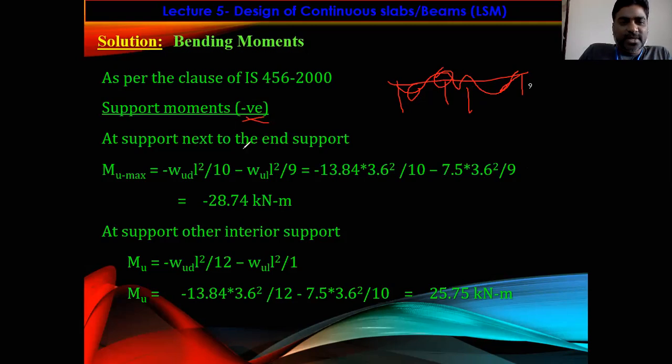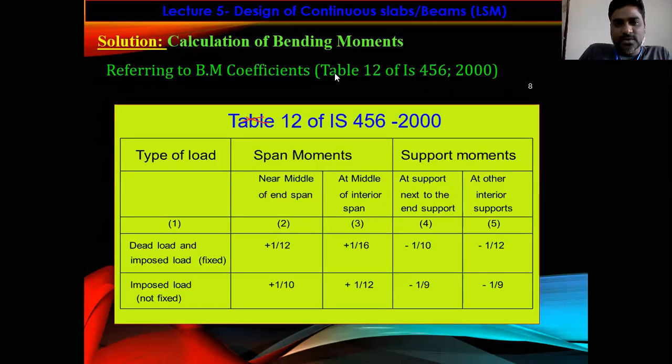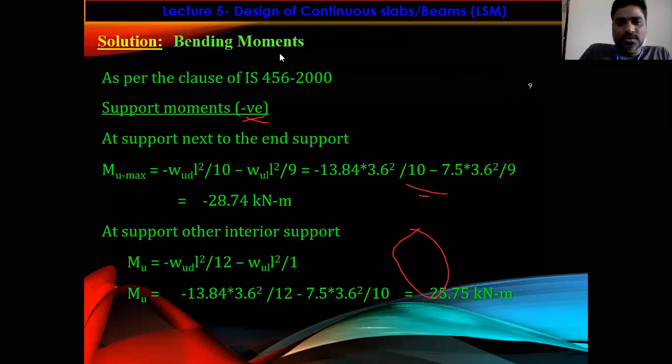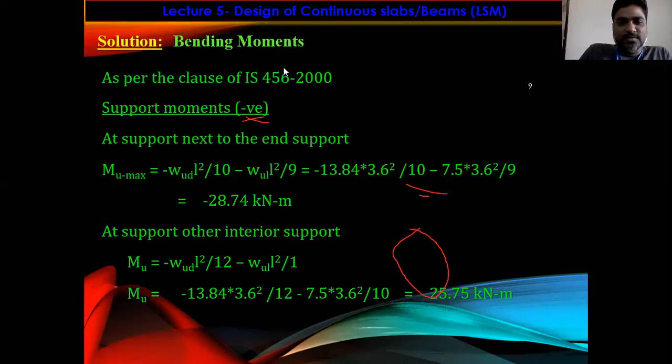For negative bending moment, there are two types as per the table: at support next to the end support and at other interior supports. You need to calculate both, and out of which you will get the maximum. So first I have calculated the maximum. The maximum negative bending moment is at the support next to the end support.